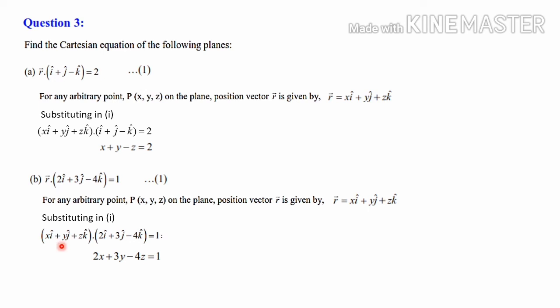When you take the dot product, x into 2, that is 2x, y into 3, that is 3y, z into 4, that is 4z, equal to 1. So 2x plus 3y minus 4z is equal to 1. This is the Cartesian equation of the given plane.